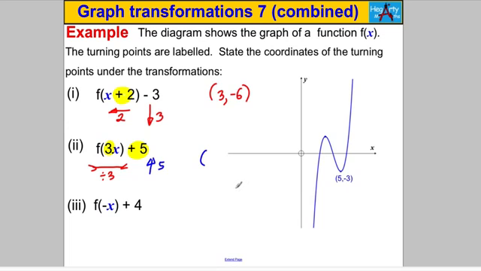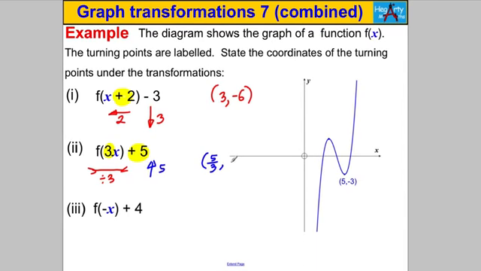So let's think what we do. We're going to divide the x number by 3. The x number is currently 5. We're just going to divide it by 3 and leave the answer as 5/3. We're going to add 5 to the y number, and -3 add 5 is +2, and there's our turning point.